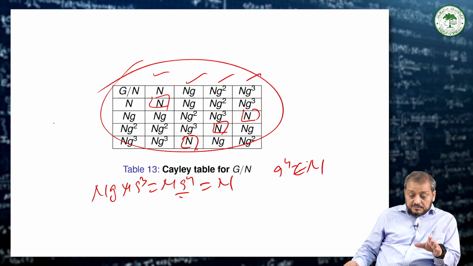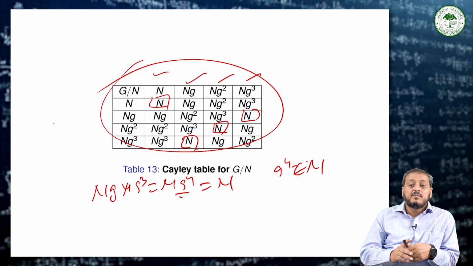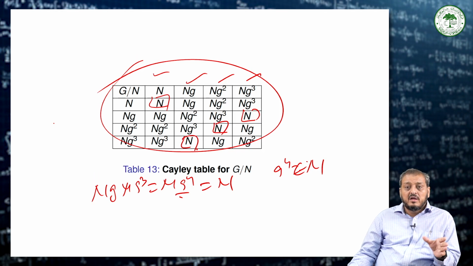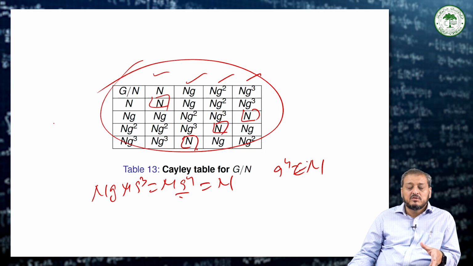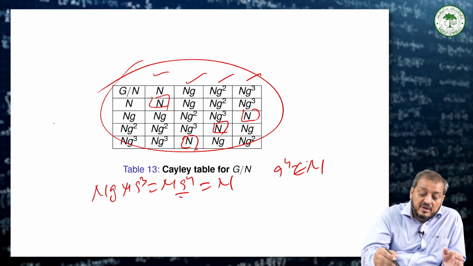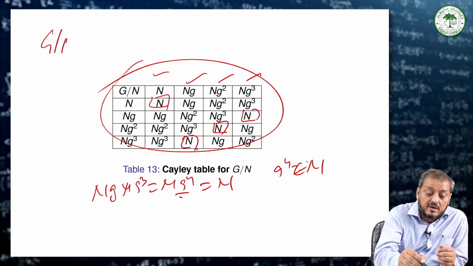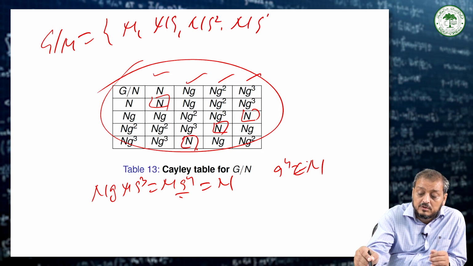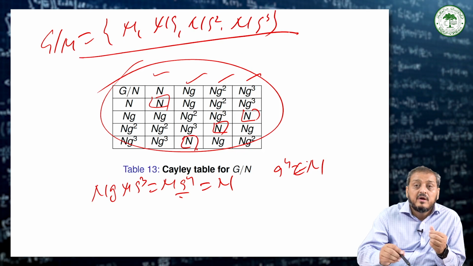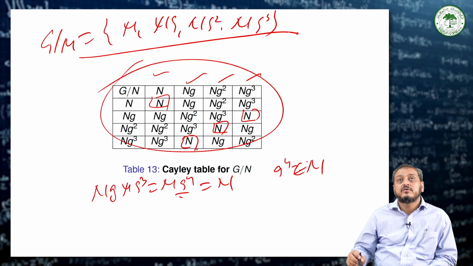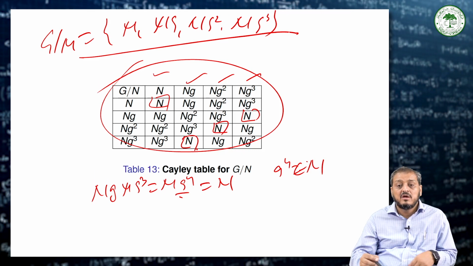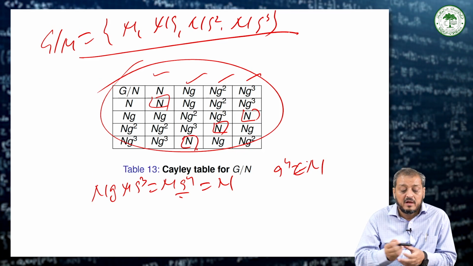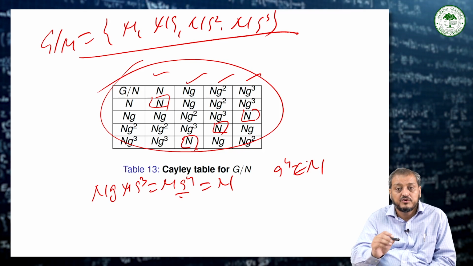If we have a group G generated by g of order 12, and the normal subgroup n is generated by g to the power 4, then the elements of G by n are clearly n, ng, ng squared, and ng to the power 3, and they clearly form a group under the operation of cosets that we have to define for a quotient group.